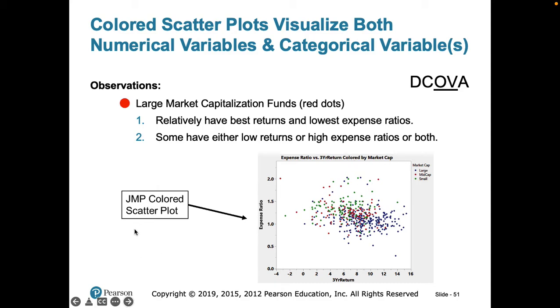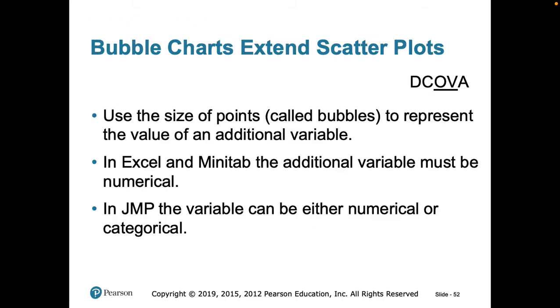So here is the JMP color scatter plot. You have your expense ratios on the y-axis, and you have your 3-year return on the x-axis, and then you can see the different colors represent the different market caps. Bubble charts are extended scatter plots. Basically, this is the use of the size of points, called bubbles, to represent the value of an additional variable. In Excel and Minitab, the additional variable must be numerical. In JMP, the variable can be either numerical or categorical.